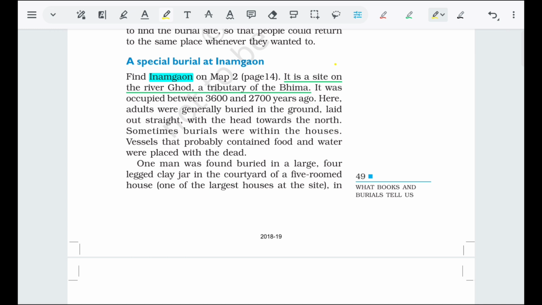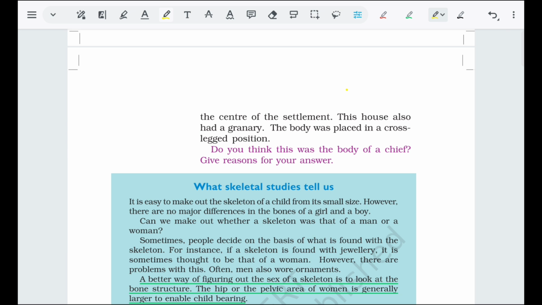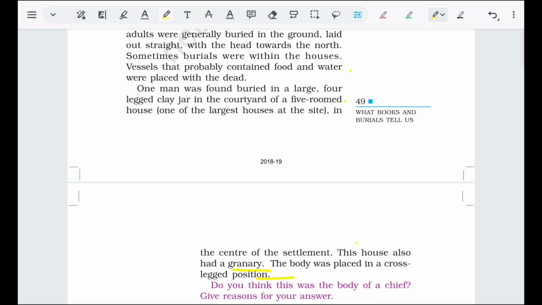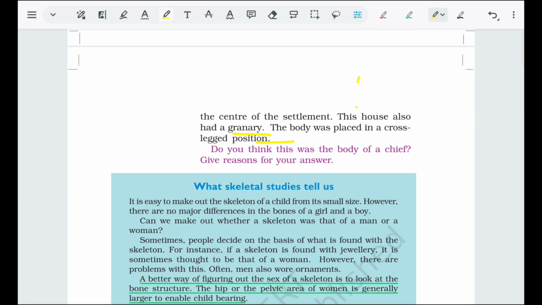A special burial at Inamgaon. So we are now going to look at Inamgaon in detail. Inamgaon is a site on the river Ghod, a tributary of the Bhima river, and it dates between 3600 to 2700 years ago. These houses had granaries in them. The bodies buried at Inamgaon are found in a cross-legged position.